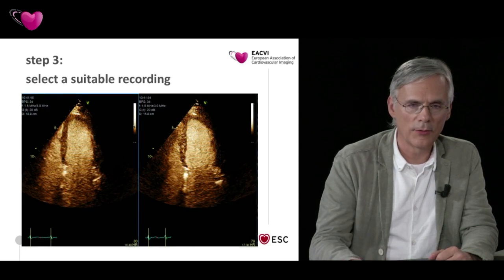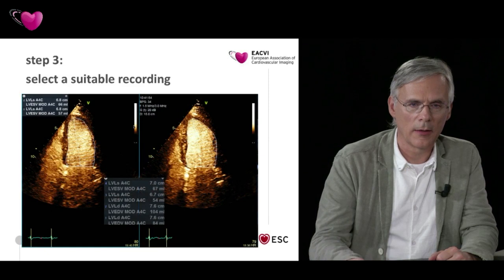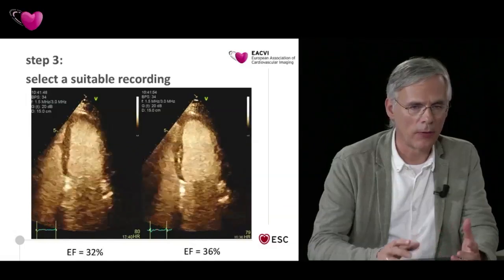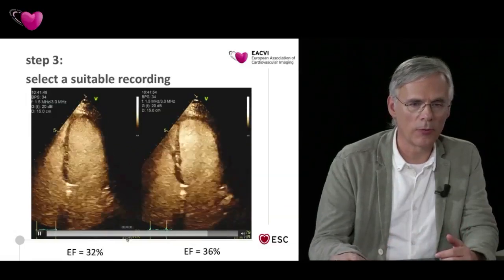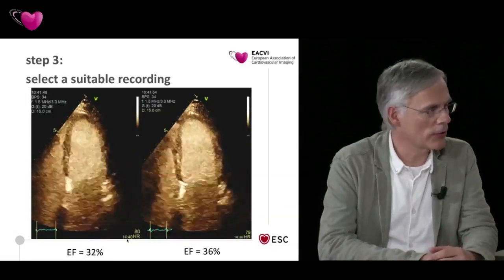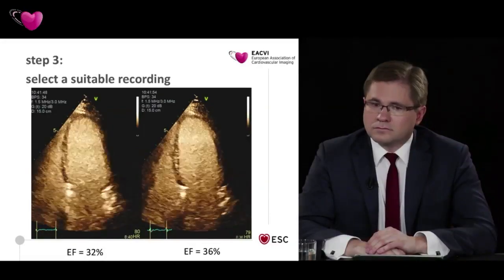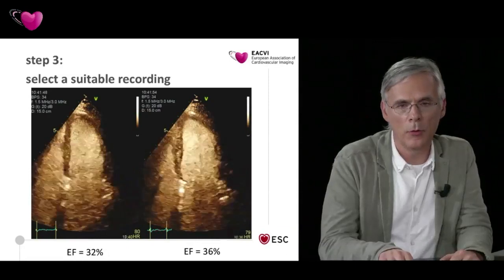And these are the end systolic frames. And again, there is a difference of 10 milliliters, although the length is the same, 6.8 centimeter. So this introduces a kind of error, and in the end we have a difference of 4% in the ejection fraction, only by selecting a better or less appropriate loop.